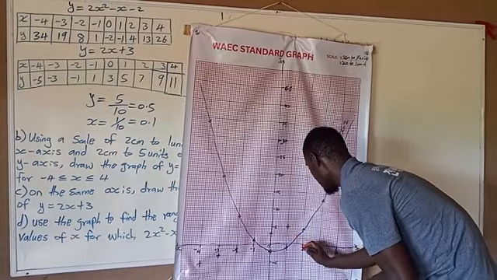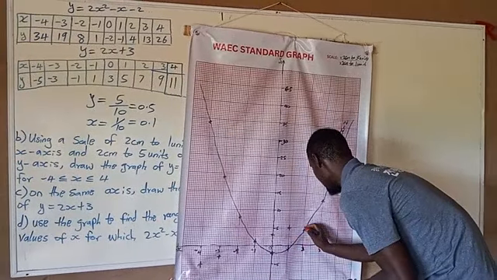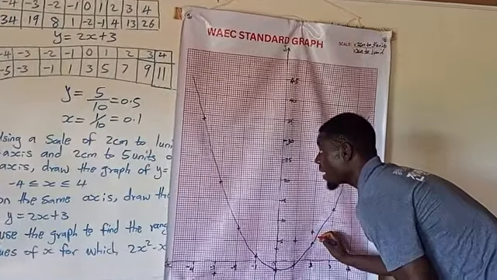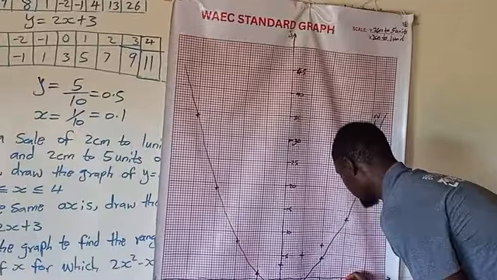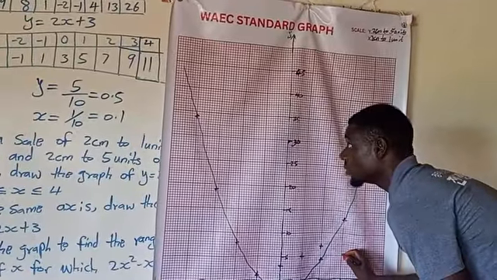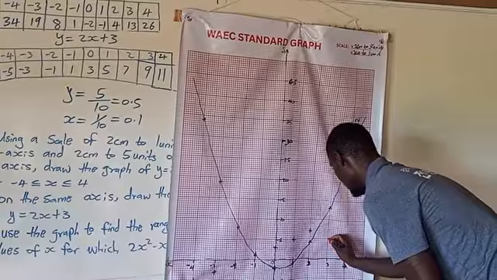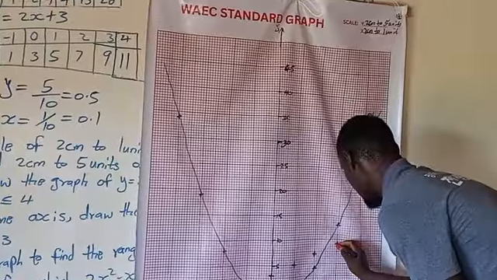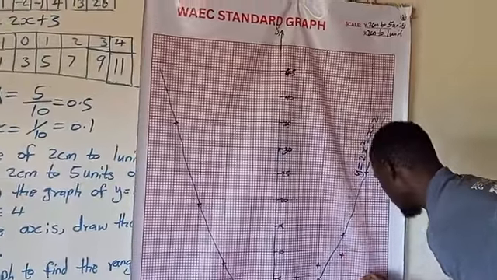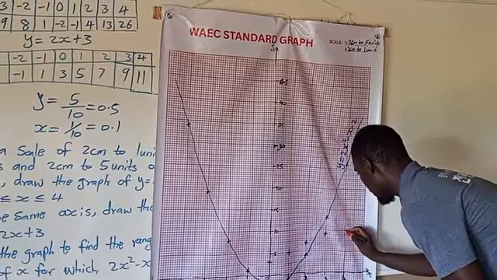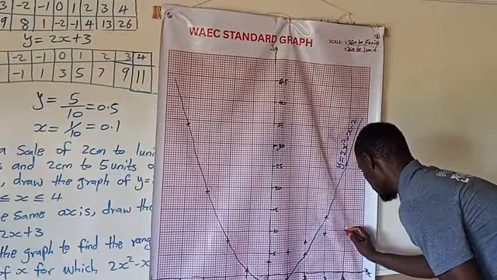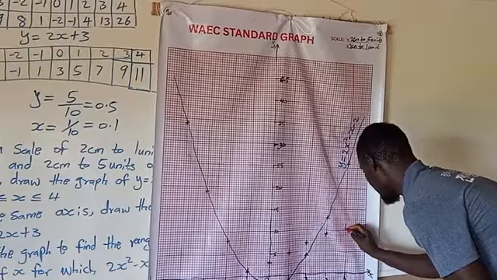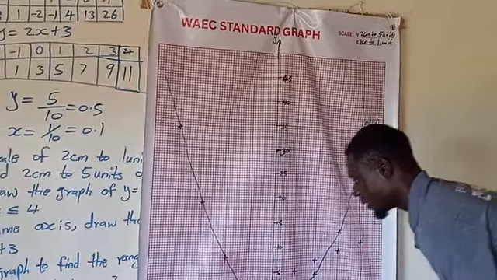When x is positive 2, y is 7. So I count 5, 6, 7. When x is positive 3, y is 9. So 5, 6, 7, 8, 9. When x is positive 4, y is 11, which is 5, 10, 11. So at this point, let us join the lines.